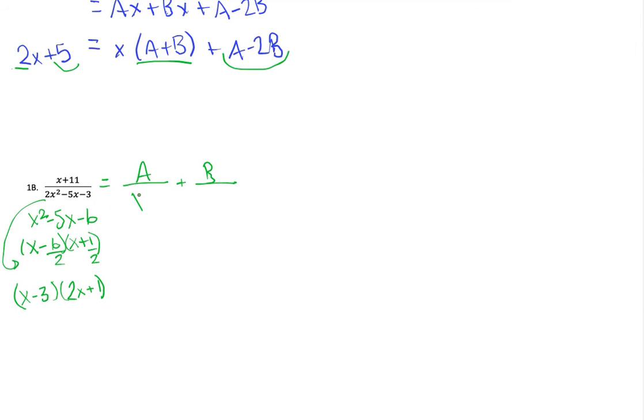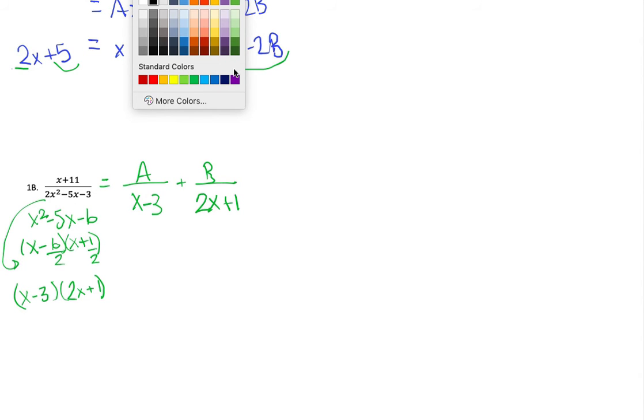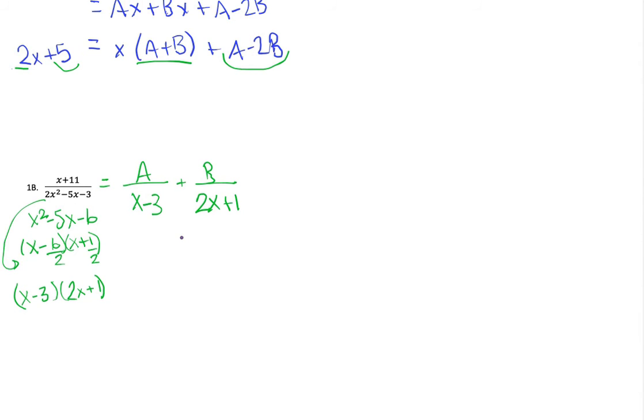All right, so x minus 3 goes under one of them, and it doesn't matter which one it goes under, because no matter how you do it, you'll get the right answer for your A and your right answer for B. 2x plus 1 here. Okay, I'm going to have to invest in new colors, I think. Ooh, I can get crazy colors. Can I? Oh, yes. Let's try purple.